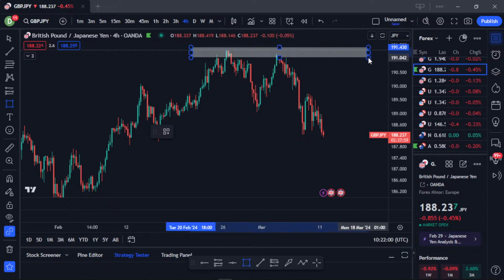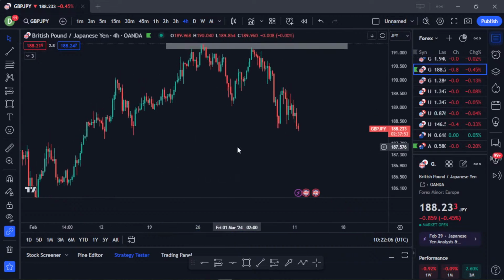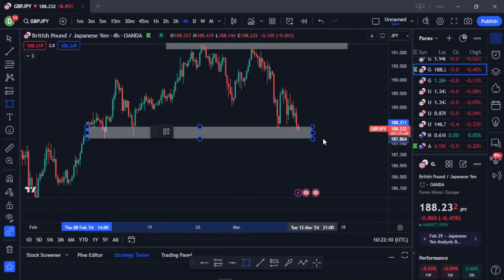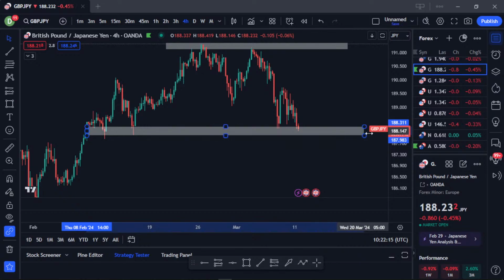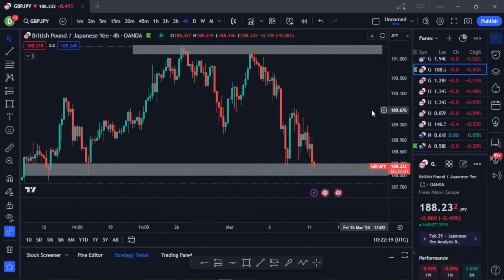So now the first thing I'm going to do in this market is get my resistance area on the 4-hour chart. So here is the resistance area on the 4-hour chart, and then I'm also going to get my support area. So here is my support area as well. Now on the 4-hour, you can see that we've gotten our support and resistance area.